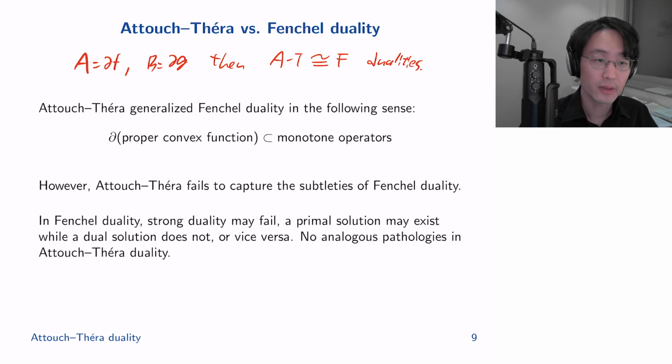In Attouch-Thera duality, there are only two possible scenarios. First of all, there's, again, no notion of strong duality. So scenario 1, a primal solution exists and a dual solution also exists. Scenario number 2, a primal solution does not exist and a dual solution also does not exist. Those are the only two scenarios in Attouch-Thera duality. So the subtle pathologies that can make the study of Fenchel duality somewhat tricky and difficult do not arise in Attouch-Thera duality.